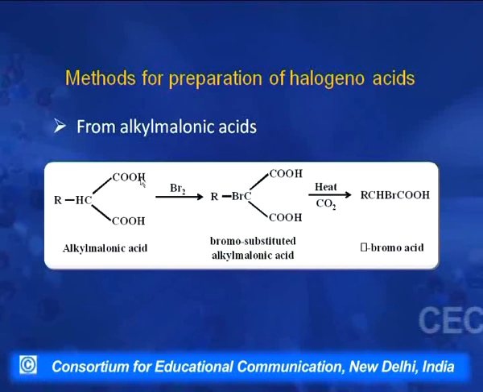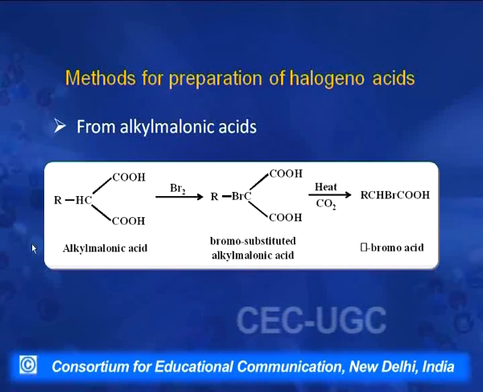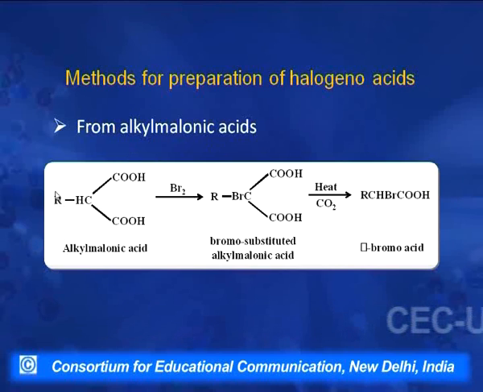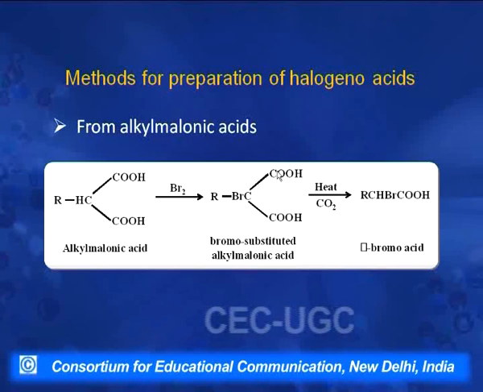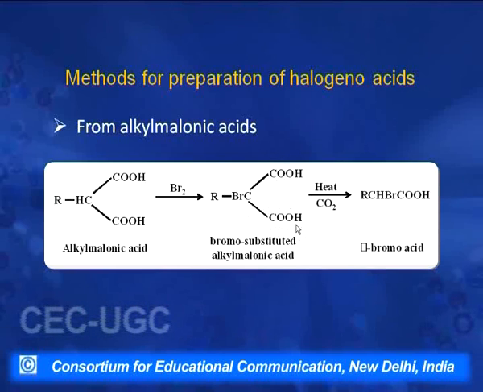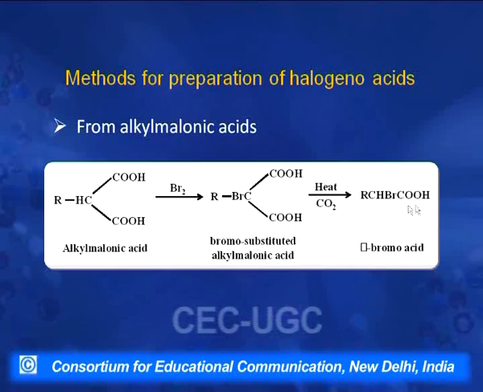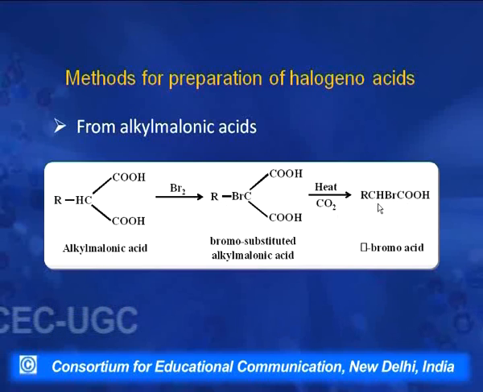Then we can get these acids from malonic acid. Malonic acid can be alkylated. So, we start with, say, alkylated malonic acid. Some alkyl group is already substituted here. This on bromination, we can get one bromo here. These acids on heating very easily undergo decarboxylation. So, one of the carboxyl group will be lost as carbon dioxide, and we will get alpha halogenated carboxylic acid. Depending upon the R group here, we will get corresponding acid.